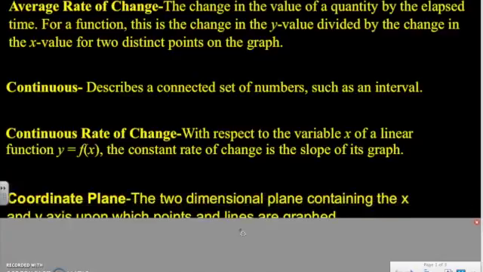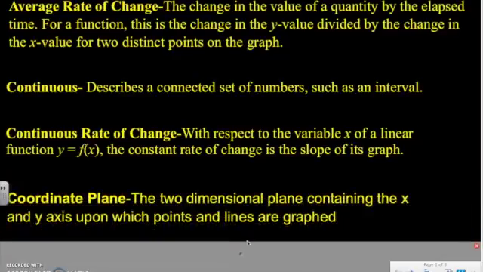Alright, our next word is going to be the coordinate plane. This is the two-dimensional plane containing the x and y axis upon which we're going to be doing our graphing and our lines. We're going to graph points and lines. Now, when you get into higher level math, you'll look at some other planes. There's some planes that have a z-axis that are three-dimensional, but we're just going to focus in this course on the two-dimensional plane that has just the x-axis and the y-axis. Alright, if you haven't gotten this vocabulary down, go ahead and pause it before you let me continue on to the next page. Otherwise, let's continue to move forward.